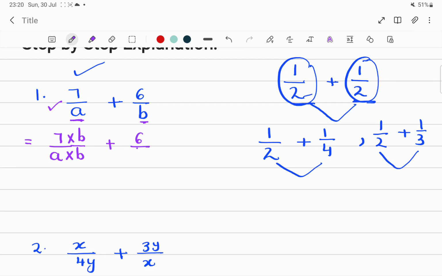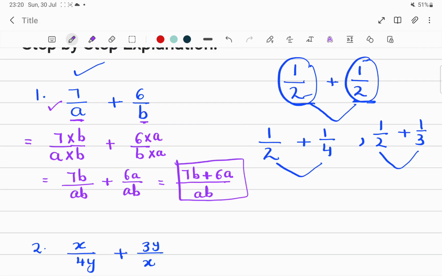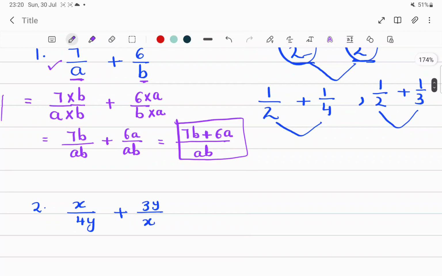In the second fraction we have 6 over b, so I will multiply the numerator and denominator by a, so that I can make the denominators equal. Now I will get 7b over ab plus 6a over ba, or you can say ab. Once the denominator is the same, we can write it once, and then write the numerators together. If they are like terms we can add them, otherwise you can leave it like this, because in our case they are not like terms, the variable part is not the same, so we keep it this way.